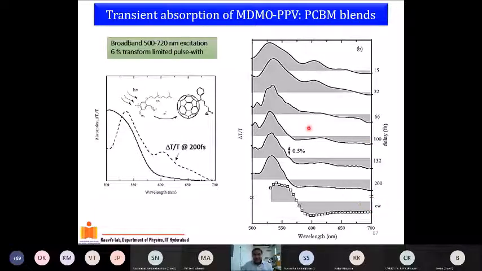So it says that my charges are formed in 100 femtoseconds and stay without getting decomposed, without getting recombined, suggesting that I have excellent charge generation. My blend can hold on to the charges without any traps, without recombination, such that I can extract these charges for my solar cell.